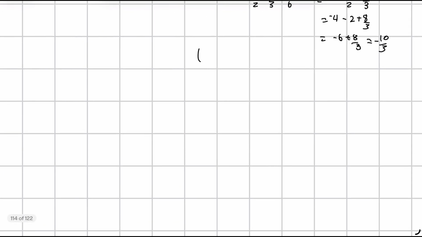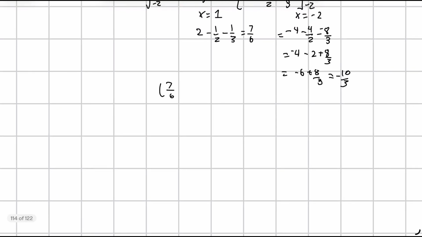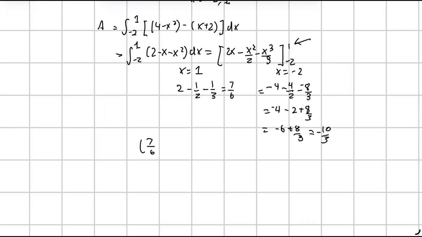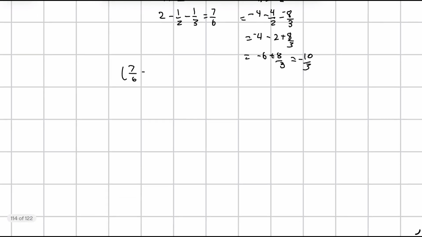So if we subtract these two, we're going to have 7 over 6, which is the x is equal to 1, the one that is on top, right? By on top, I mean this one on top of this definite integral evaluation. You're going to have 7 over 6 minus the negative 10 over 3, and that becomes 7 over 6 plus 20 over 6. So this is 27 over 6, and then we can divide these both by 3, and we get 9 over 2, aka 4.5, but it's fine.